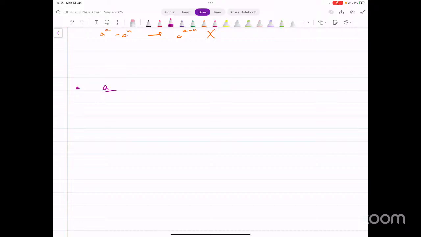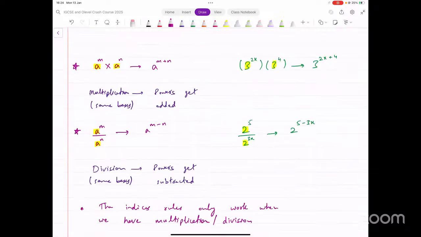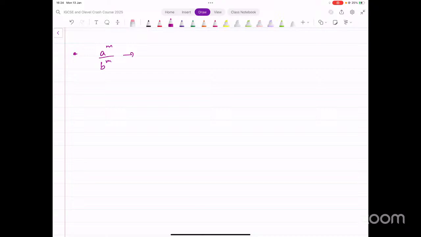Let's make it this. If you have a raised to power m divided by b raised to power m. Now, in the previous case, we had bases the same, right? What about this case? In this case, the powers are the same. When powers are the same like this, we can write this as a whole power. We can say this is a over b whole raised to power m. For instance, if we had 2 raised to power 5 divided by 3 raised to power 5, that's the same thing as saying 2 over 3 whole raised to power 5.